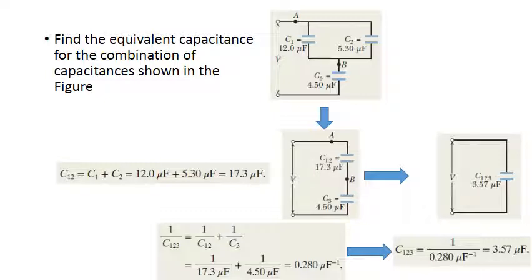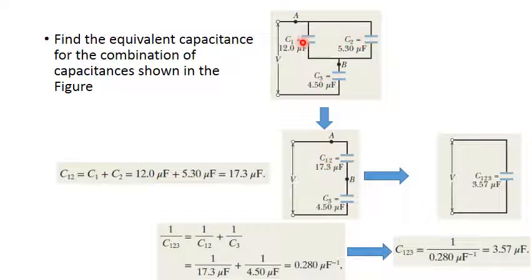As an example, find the equivalent capacitance for the combination of capacitors shown in the figure. Here we have C1 and C2 in parallel to each other, and the combination of C1 and C2 is in series with C3. So to obtain the capacitance of this configuration, at the beginning we will start with this parallel combination to connect them as one equivalent capacitor. We will call it C12.